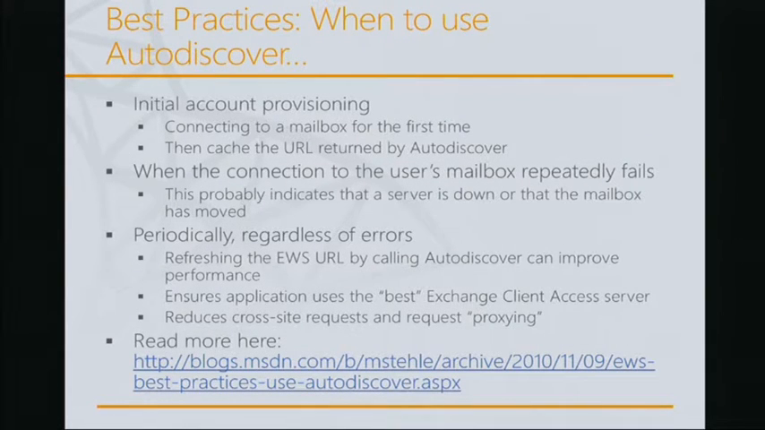So what are the times that you should use auto-discover? Definitely when you're initially connecting up for initial account provisioning, because you have to figure out where the user's endpoint is. But there's also times when you're making requests using EWS and you'll receive back an error response indicating that you should rerun auto-discover. Basically, if a mailbox fails over, there's a finite set of errors that can be returned, and some of those mean that an auto-discover request should be reinitiated. So you should run it then.